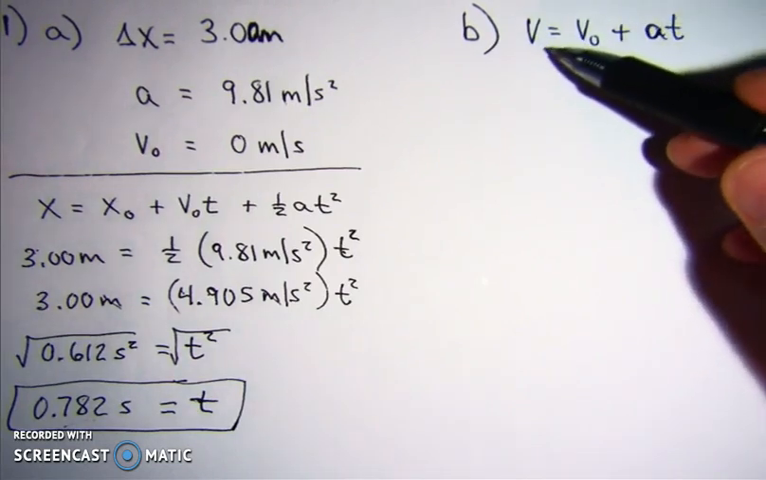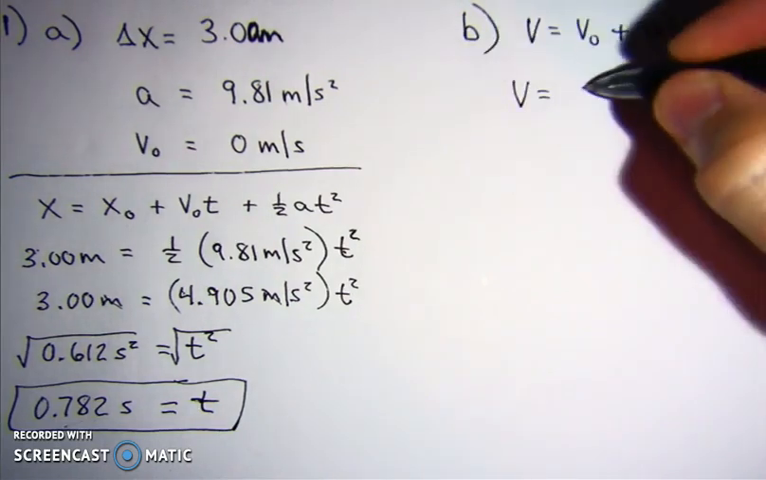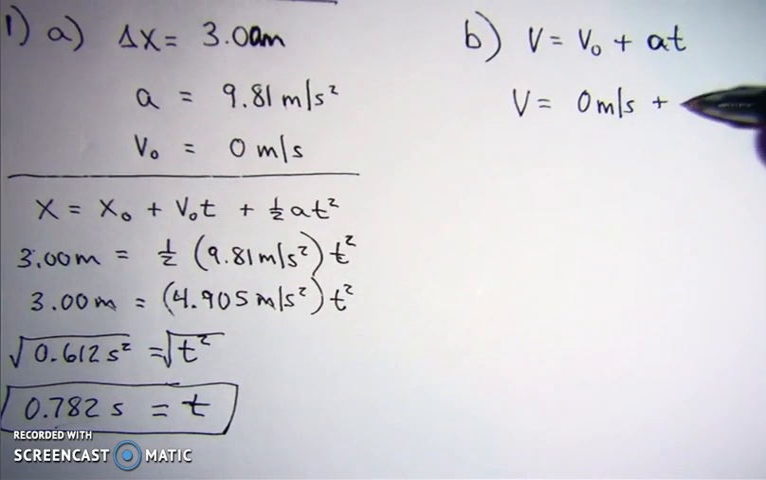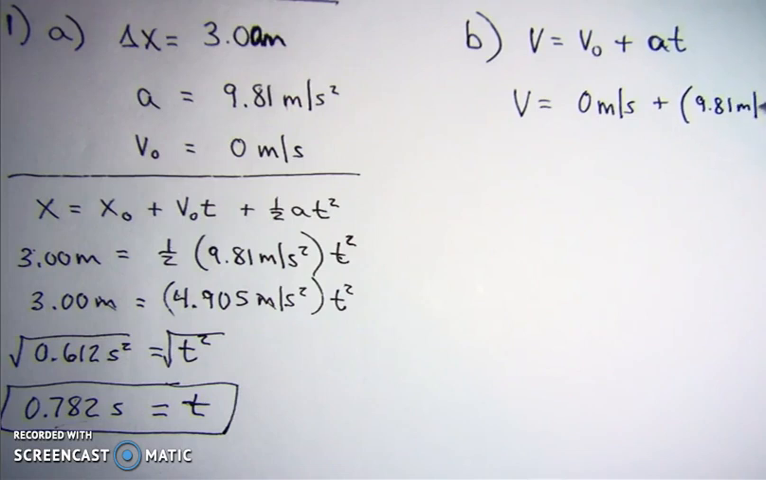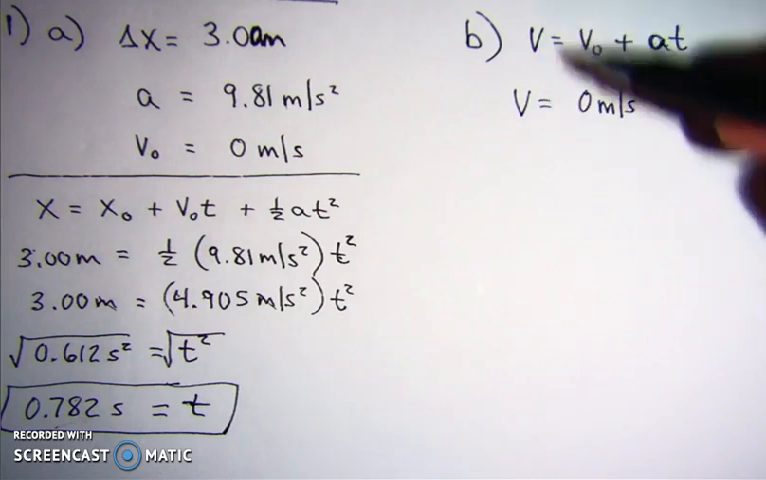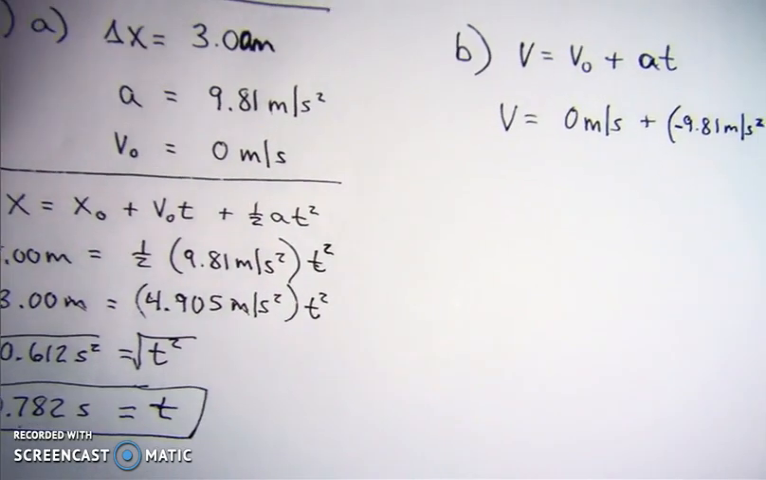Now let's sub in what we have. We know our final velocity is what we're solving for, so V equals the initial velocity, which is 0 meters per second, plus acceleration times time. So our acceleration is negative 9.81 meters per second squared. Since we're not solving for time, I'm going to use the negative this time because we're heading in a downward direction and we're solving for velocity. Velocity in the upward direction is considered positive and the downward direction is considered negative.